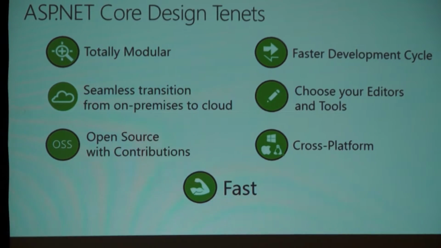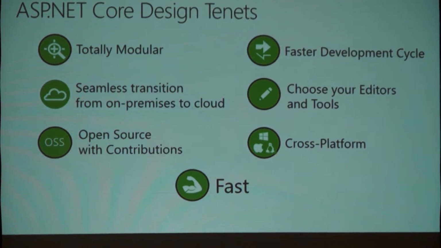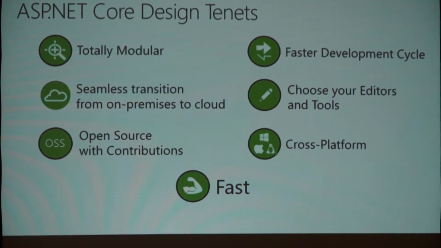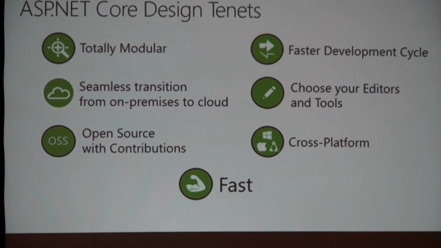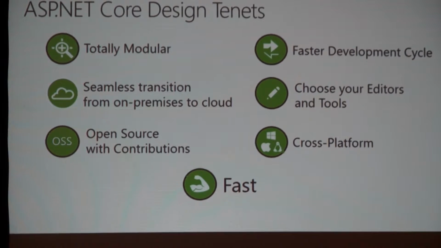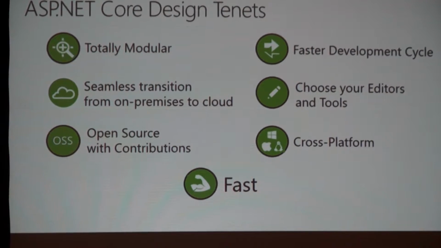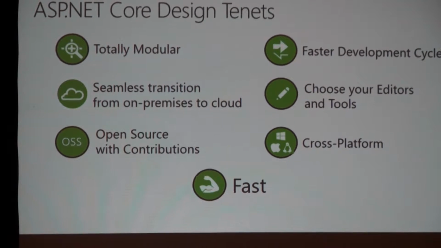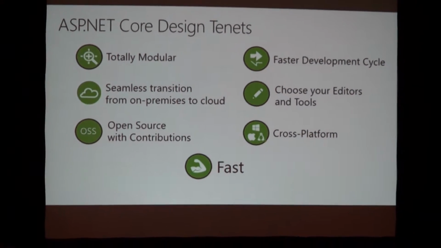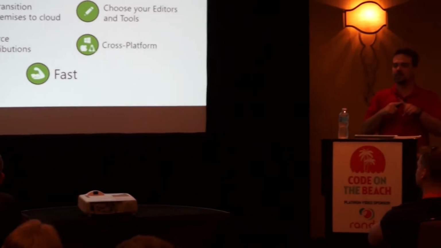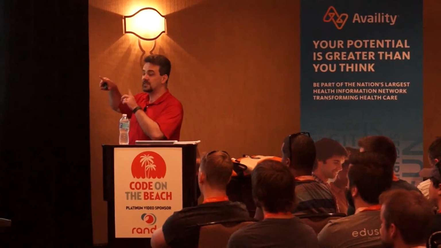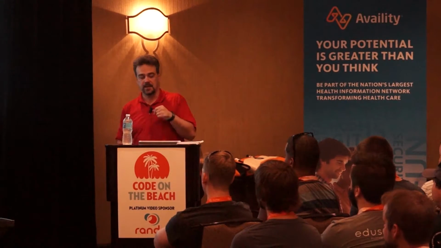The big ones that everybody likes to point to are, of course, cross-platform, speed. Everybody wants their web application to run quickly, right? You don't want to have to do a lot of optimization just to get speed. It should be there out of the box. So we've done a lot on that. But in this session, I'm going to focus on totally modular and seamless transition. Those are the two pieces that I want to make sure that you are a little bit familiar with here today. Now, my colleague John Galloway is going to get into some of these other things when he talks about front-end ASP.NET Core development a little bit later on in the conference.